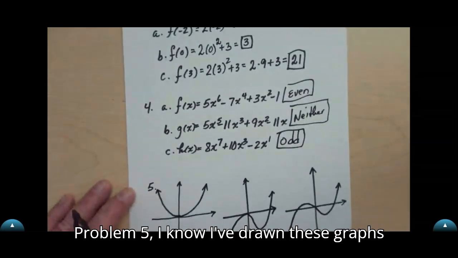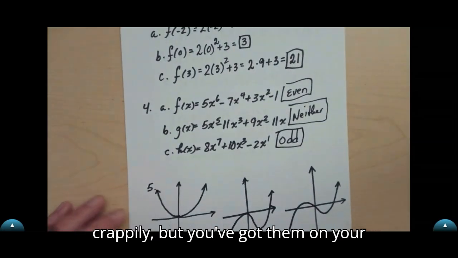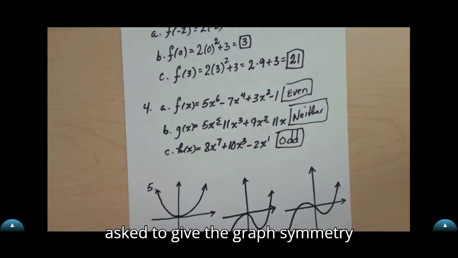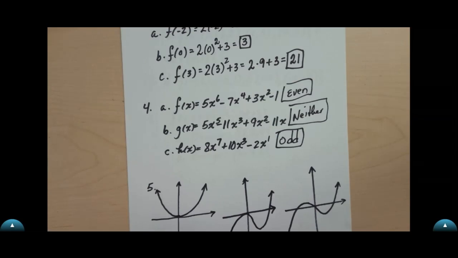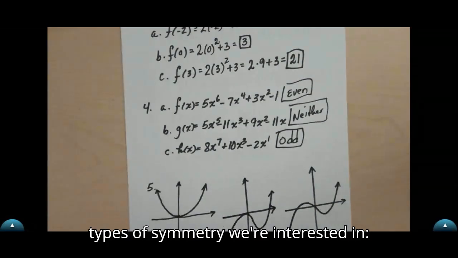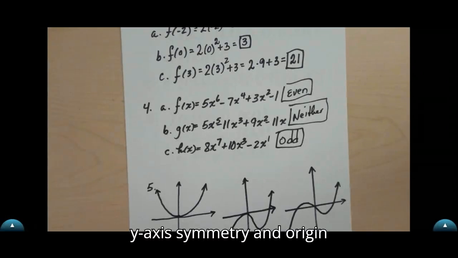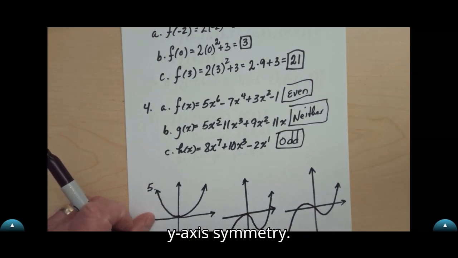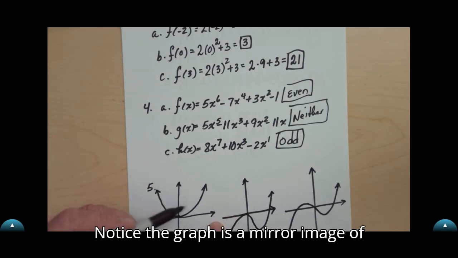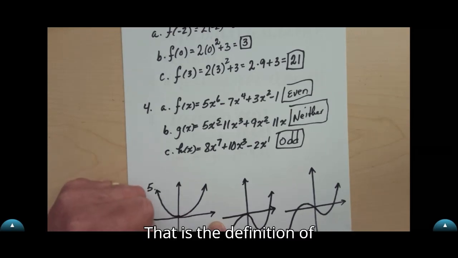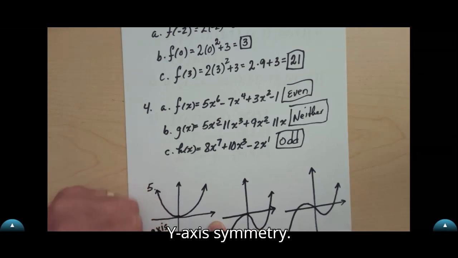Problem 5. I know I've drawn these graphs crappily, but you've got them on your practice test. Notice you're asked to give the graph symmetry for each of these functions. There's 2 types of symmetry we're interested in: y-axis symmetry and origin symmetry. This first graph has y-axis symmetry. Notice the graph is a mirror image of itself on either side of the y-axis. That is the definition of y-axis symmetry.